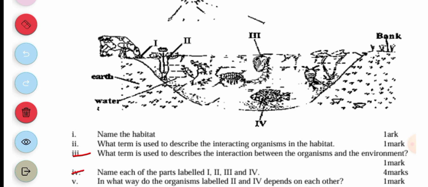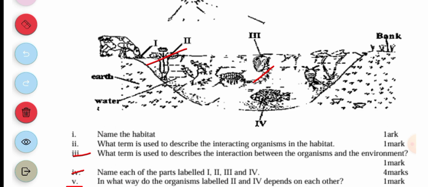Then the fourth says name each of the parts labeled I to IV. I here looks like a herbivorous animal, specifically a sheep. And the II here is an aquatic plant. Then the III is mosquito pupa. And then IV is a fish.